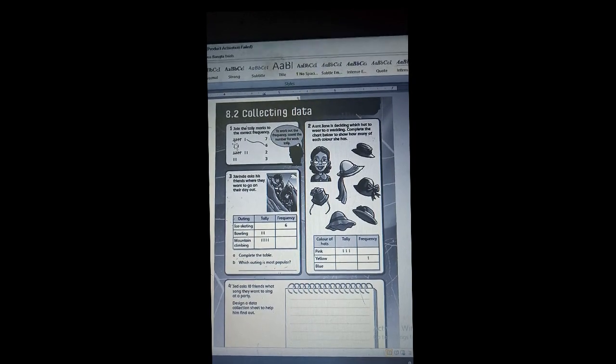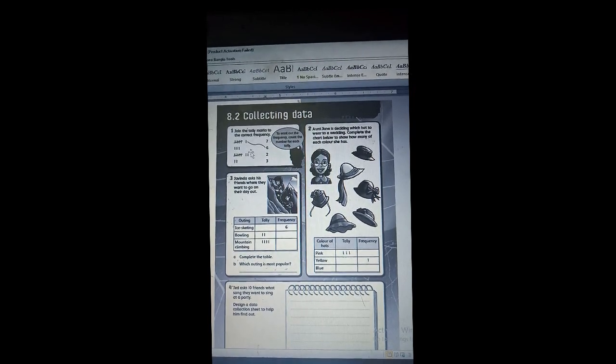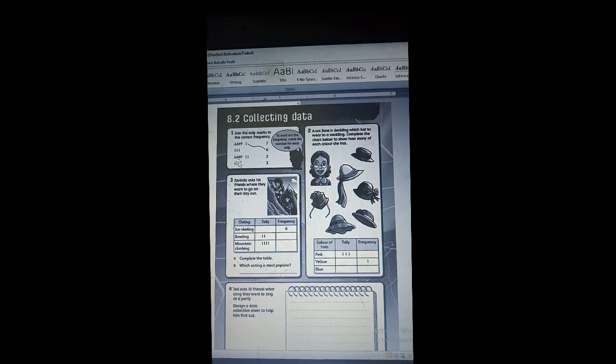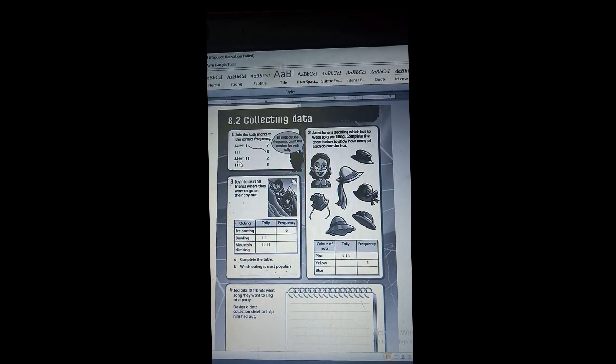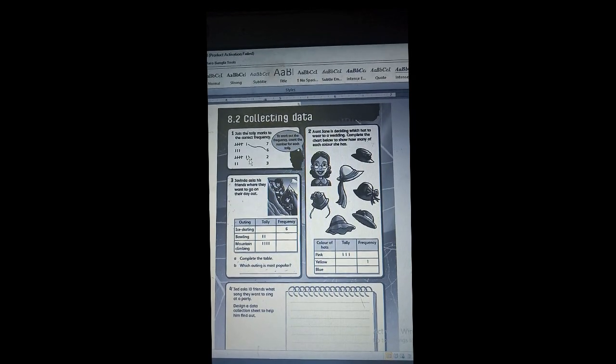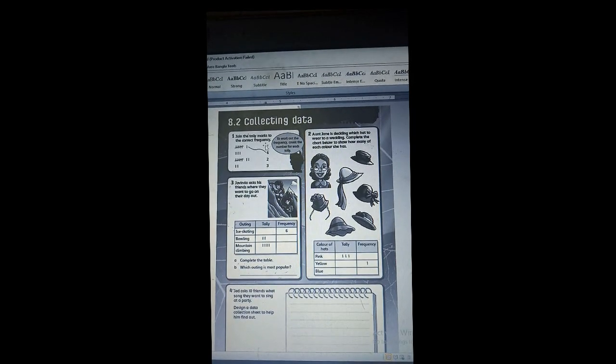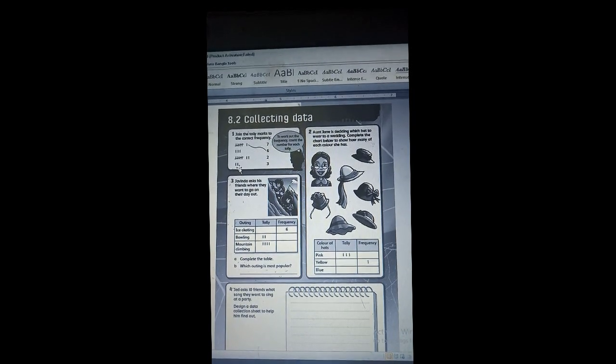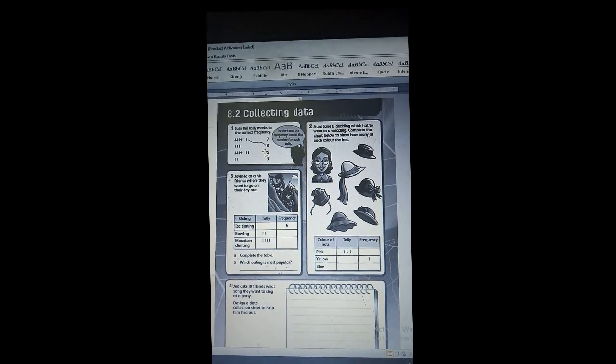Here count the tally: 1, 2, 3, 4, 5, 6. 6 tally. Now count with 6. Here is 1, 2, 3. Now count with 3. Here is 1, 2, 3, 4, 5, 6, 7. Now join with 7. Here is 1, 2. Now join with 2. 1 is done.